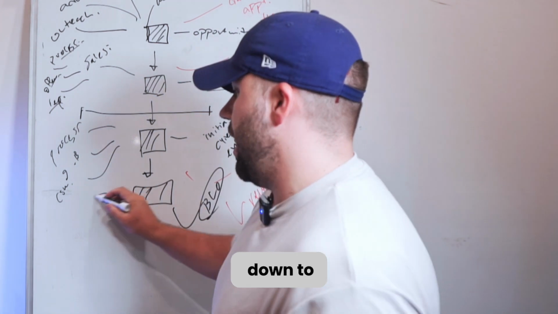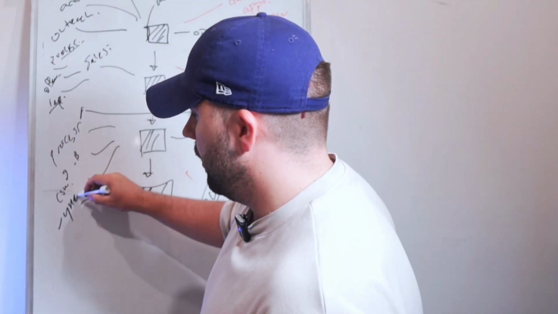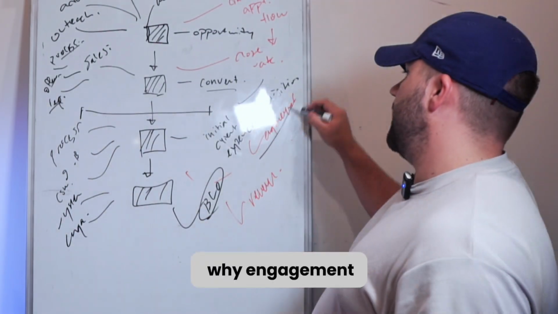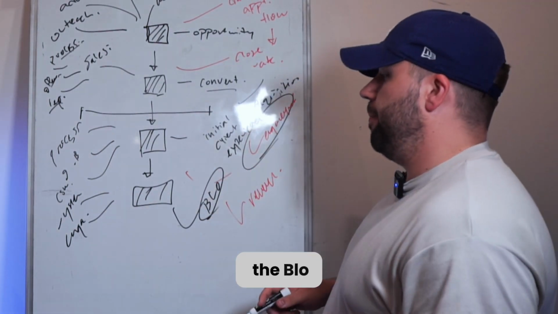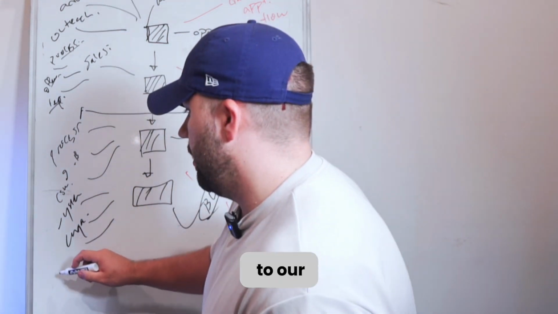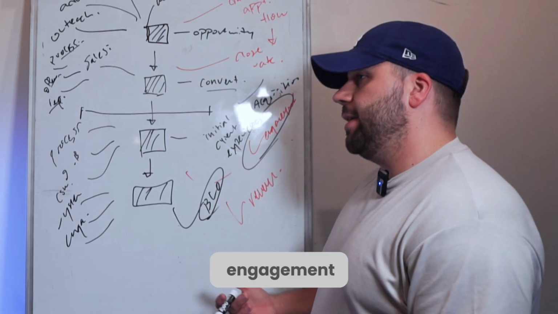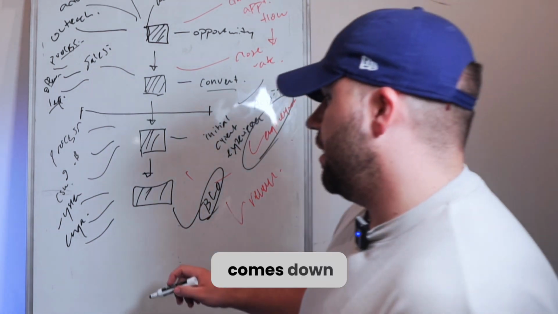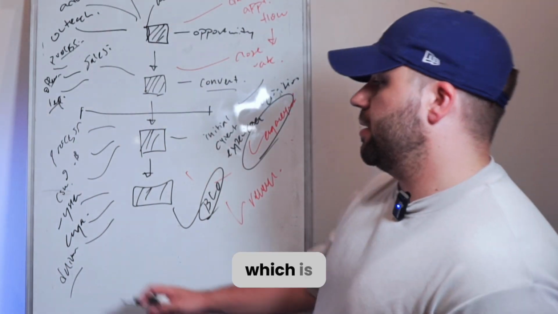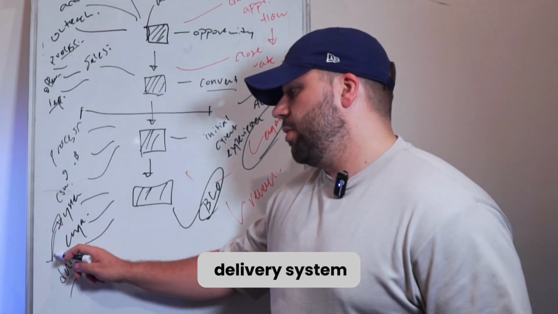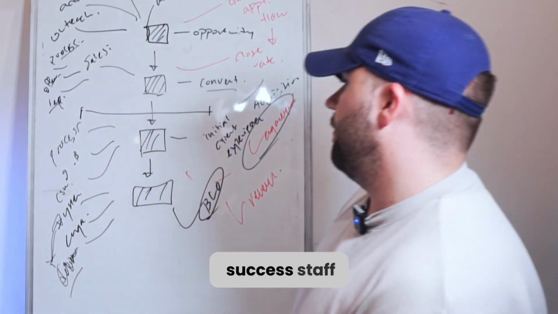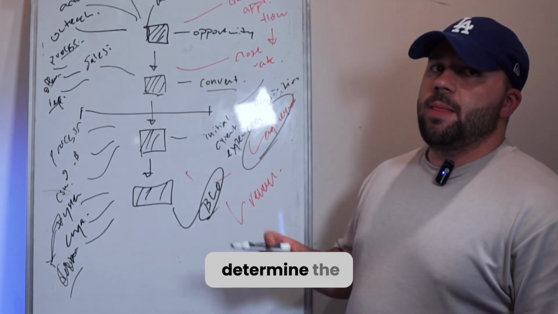It comes down to our system. It comes down to their engagement with our system, which is why engagement is a precursor to the BLO, which is the bottom line outcome. And then it also comes down to our delivery. Do we have a good delivery system? It could be actually our client success staff that will determine the bottom line outcome.